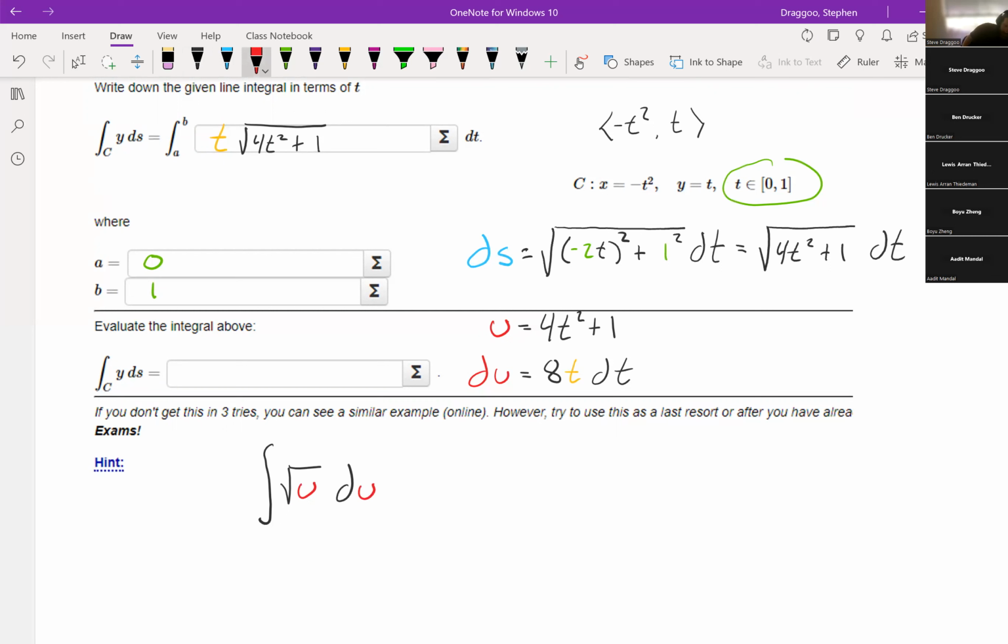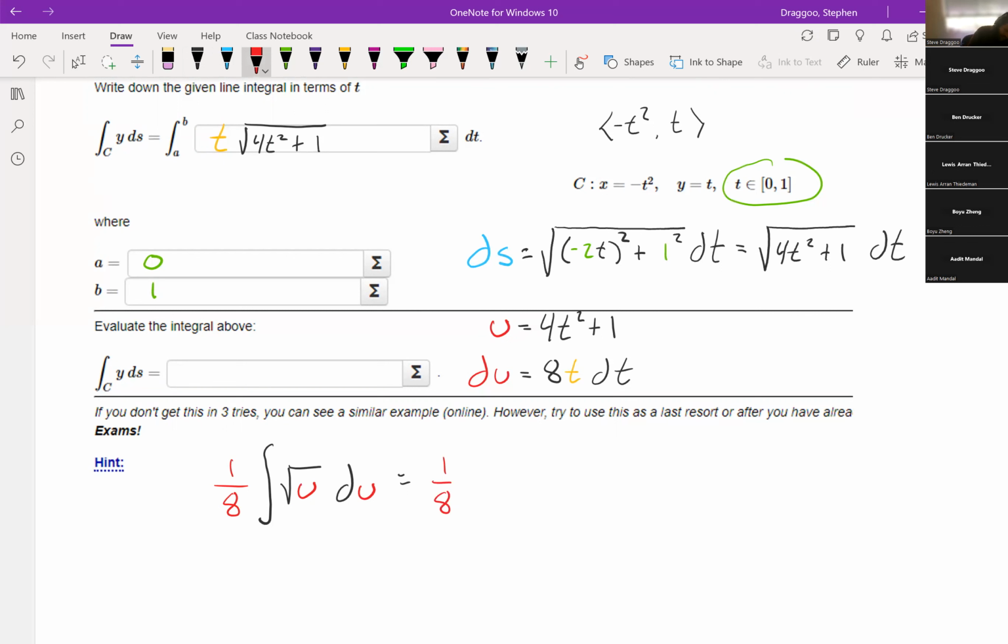But the element that I was missing out of du was that coefficient of 8. So I'm just going to have a 1 over 8 right there, and I'm going to bring that to the outside of my integral. But this integration is pretty nice. Just need to integrate u to the 1/2.